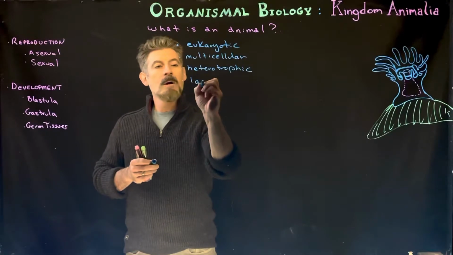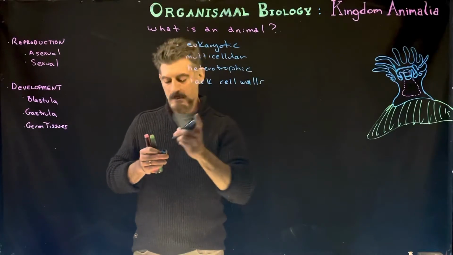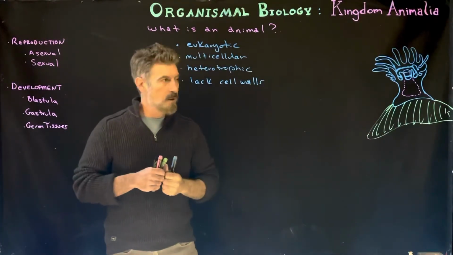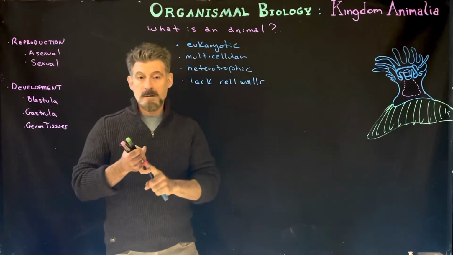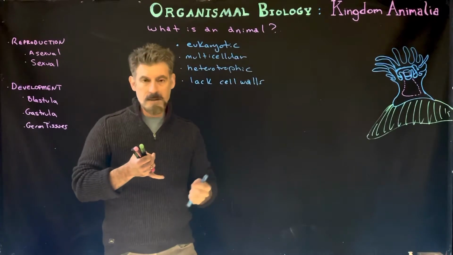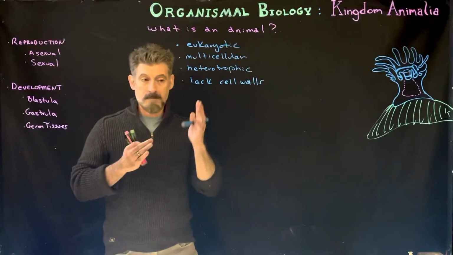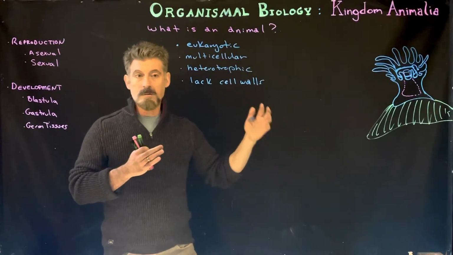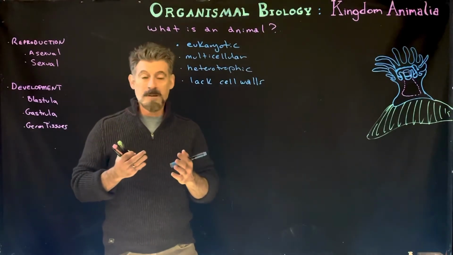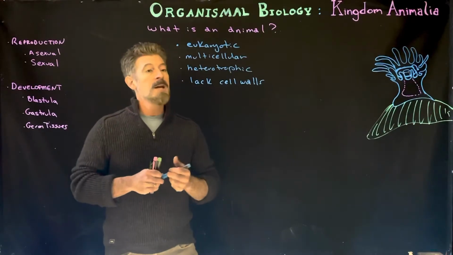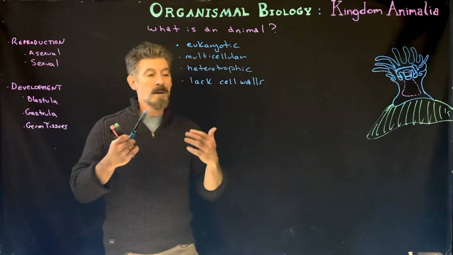Now they're going to lack cell walls. So you can say, how is missing something an actual characteristic of a group? Well, it separates them from the other groups. So the fungi had cell walls of chitin and a variety of other materials. The plants had cell walls of cellulose. So we have different groups of multicellular eukaryotes that have cell walls made up of different material, but animals have none. They sometimes have an extracellular matrix that the cells are within, but that's something separate.